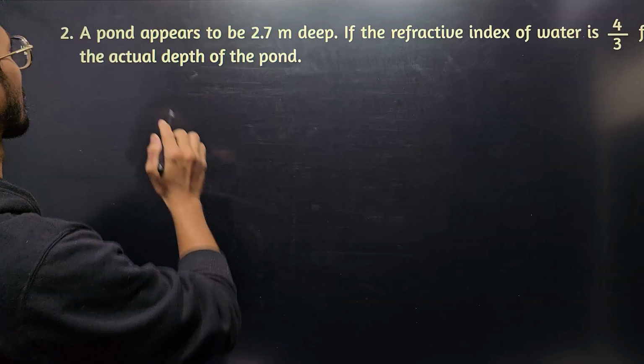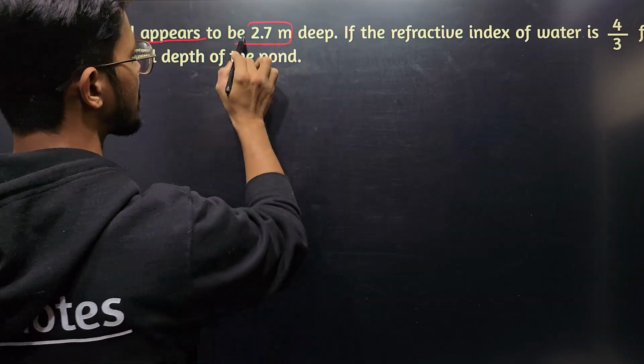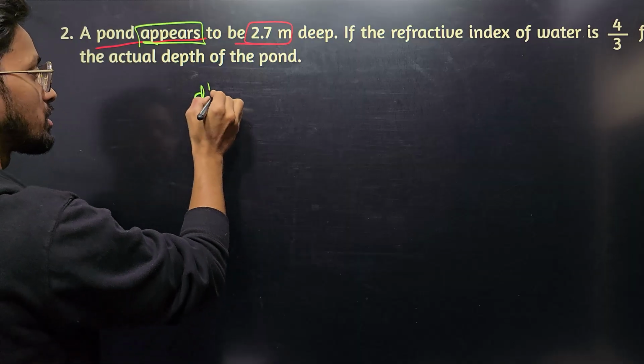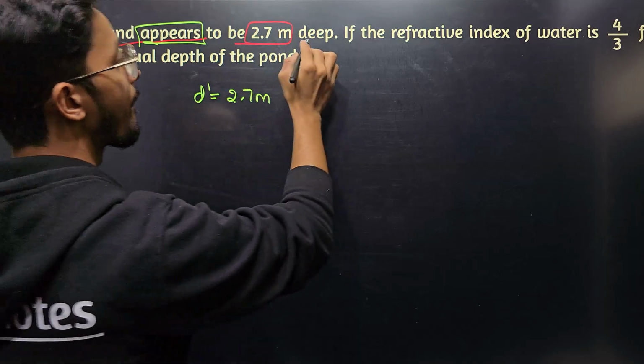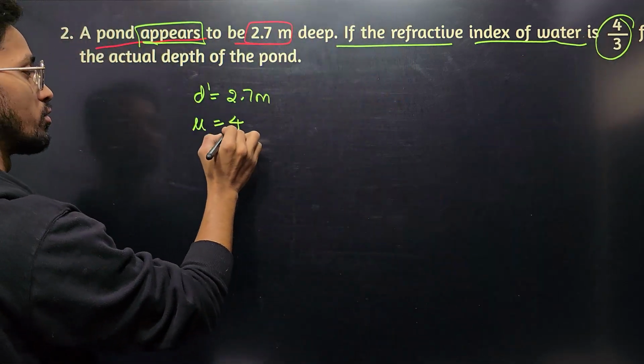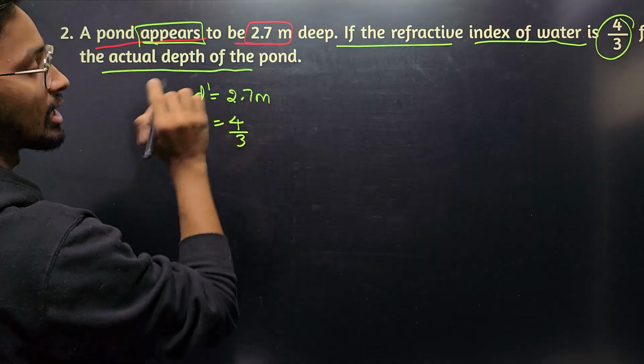Okay, let's see. A pond appears to be 2.7 meter deep. This is "appears to be", which is nothing but apparent depth. So 2.7 meter. If the refractive index of water is 4/3, mu is 4 by 3. Find the actual depth of the pond.